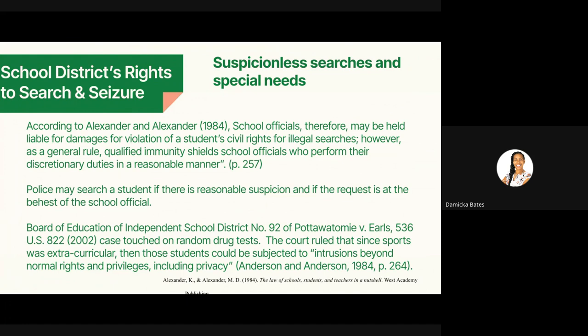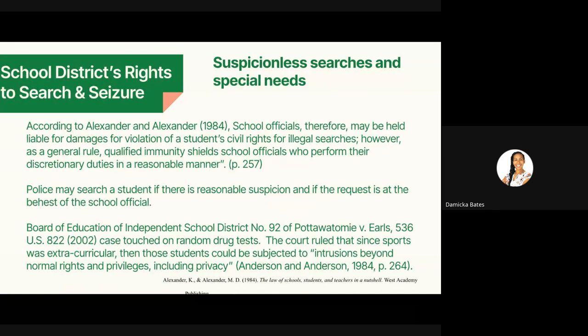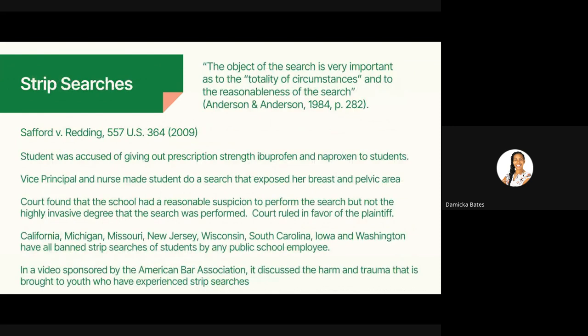However, as a general rule, qualified immunity shields school officials who perform their discretionary duties in a reasonable manner. So, what it's saying is if there is reasonable doubt, and they can be held liable if they're doing it without incident or without specific facts. But there are specific cases that we'll look at too, and types of searches that can happen in the school setting. So there can be a search of lockers. There can be strip searches, which are allowed as well.